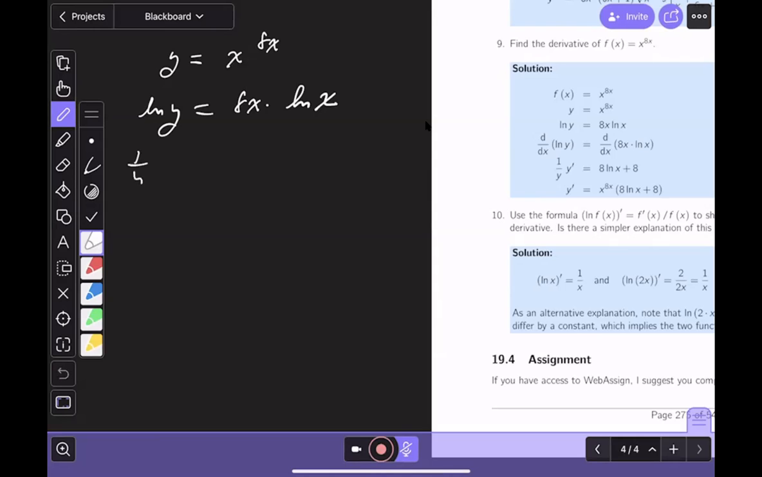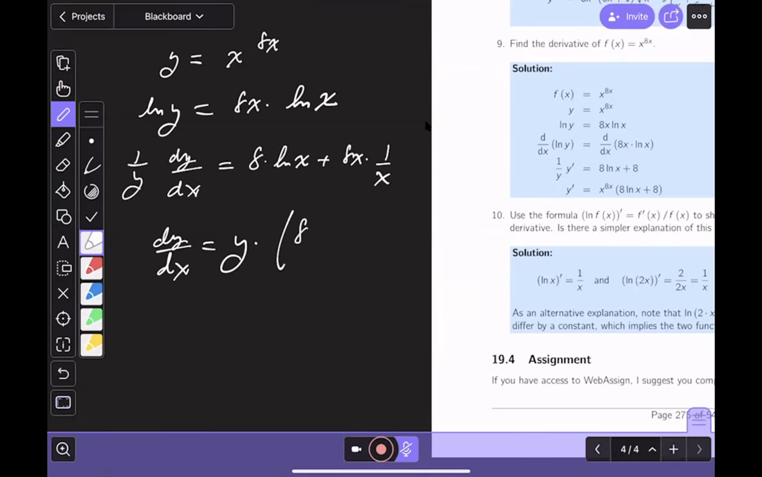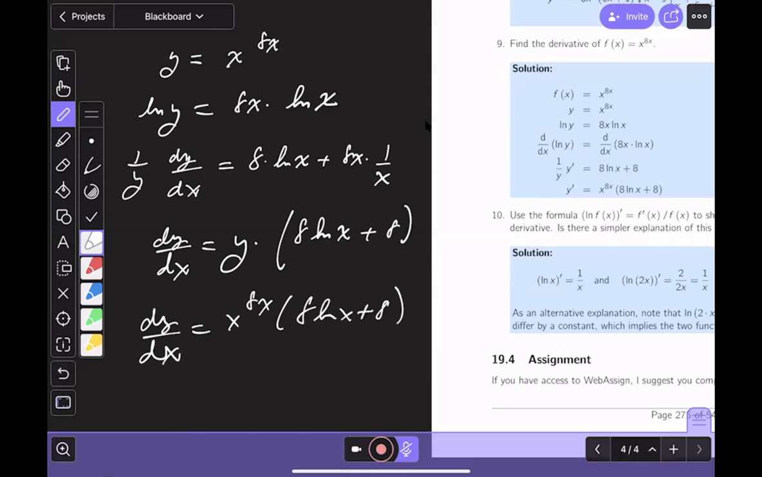1 over y dy dx equals, I need the product rule. And what's that going to be? Well, 8 times the natural log of x plus 8x times the derivative of natural log, which is 1 over x. So what do you get over here? dy dx is equal to y times, let's be careful, this is going to be 8 natural log of x plus 8. What's y? Well, it's x to the 8x, and this can be 8 ln x plus 8. I'll put a box in that.